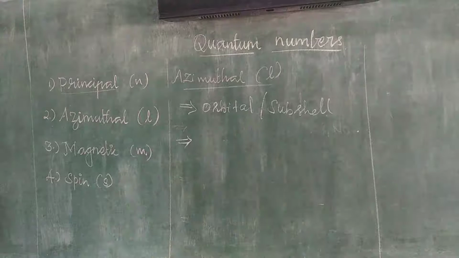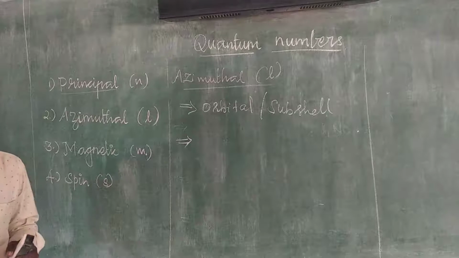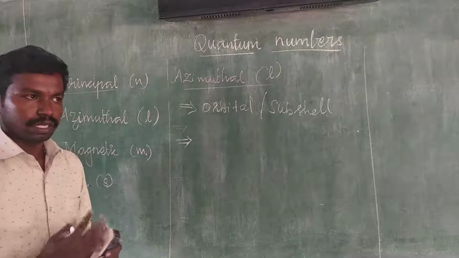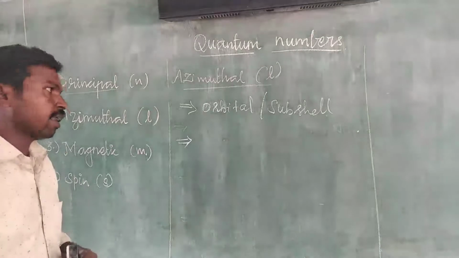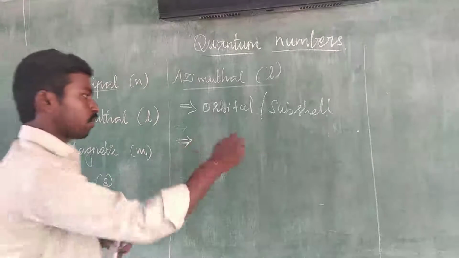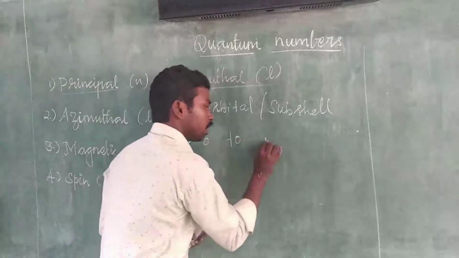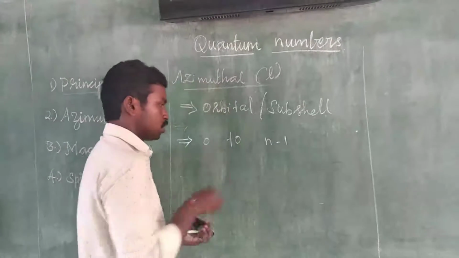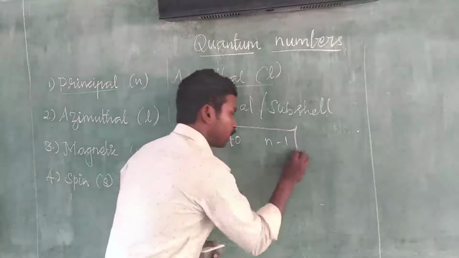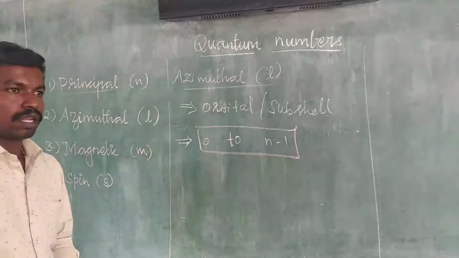For a given orbit or energy level, for a given value of n, the l value can vary from 0 to n minus 1. It's a very, very important one. The value of l varies from 0 to n minus 1.